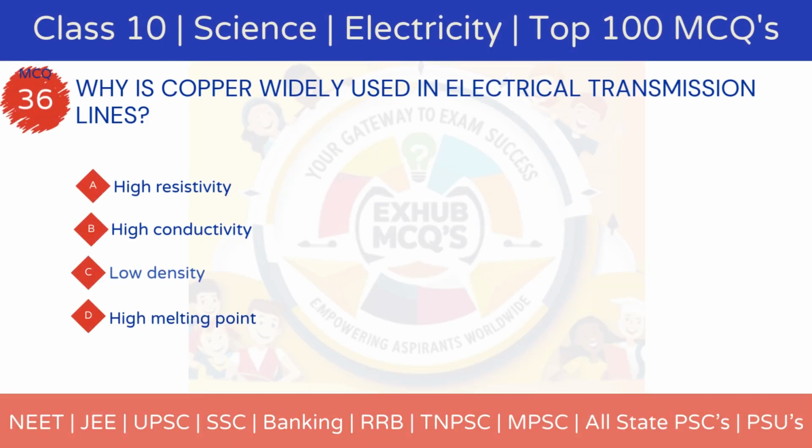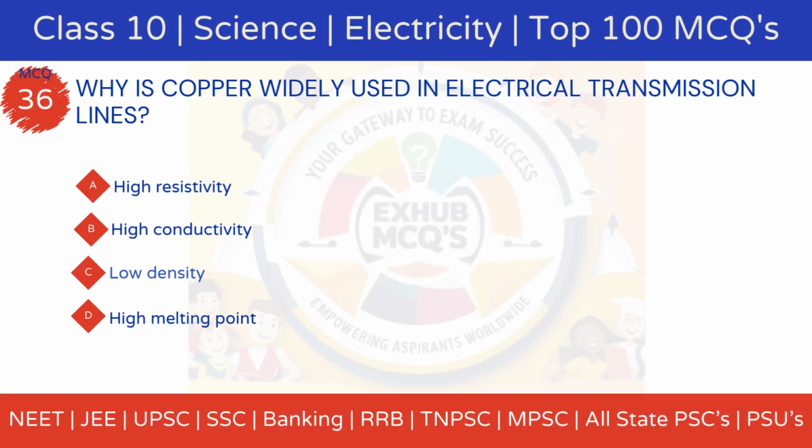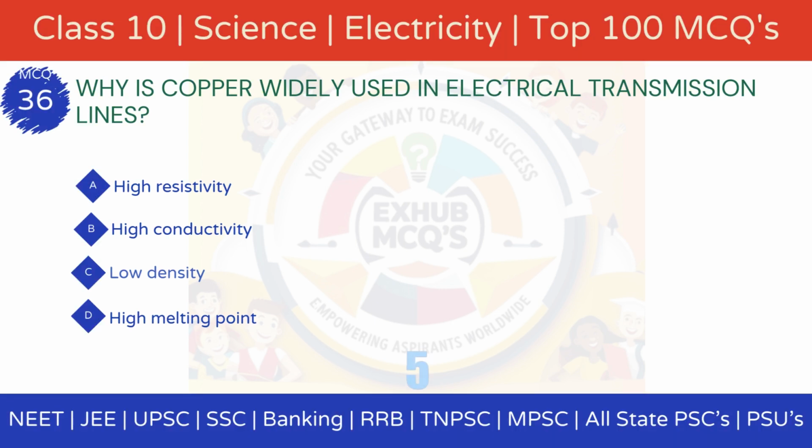36. Why is copper widely used in electrical transmission lines? Option A, high resistivity. Option B, high conductivity. Option C, low density. Option D, high melting point.